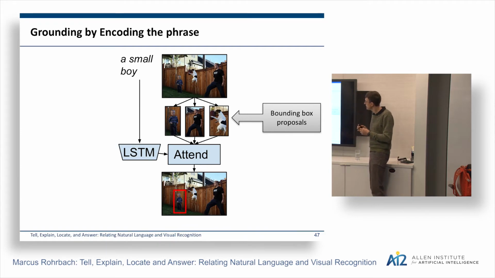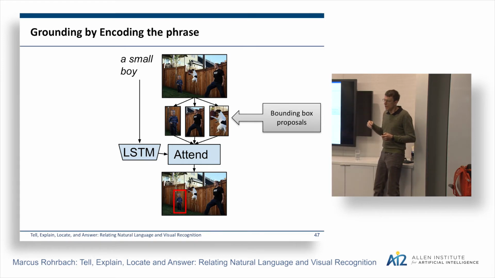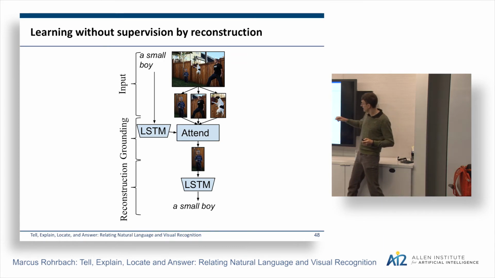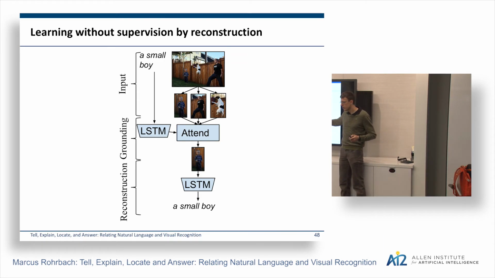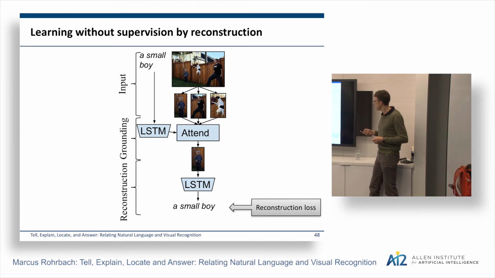Let me shortly highlight the idea. We encode the phrase, again, with a recurrent network. And we have lots of bounding box proposals. We want to attend to the right box which represents this phrase, and we want to do that with a minimum amount of supervision. So what we do is we try to attend to the right bounding box, and then we try to reconstruct the input phrase from this bounding box. This allows us to learn this problem without any additional supervision. So we have a reconstruction loss: we can encode the phrase and reconstruct the phrase.